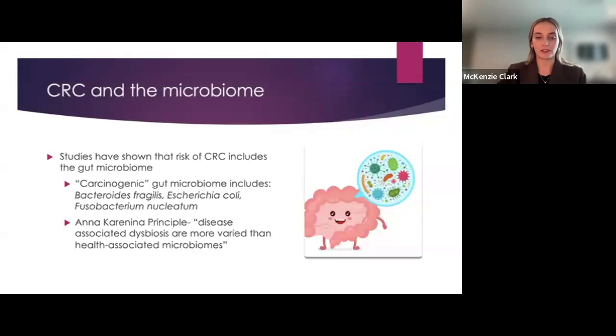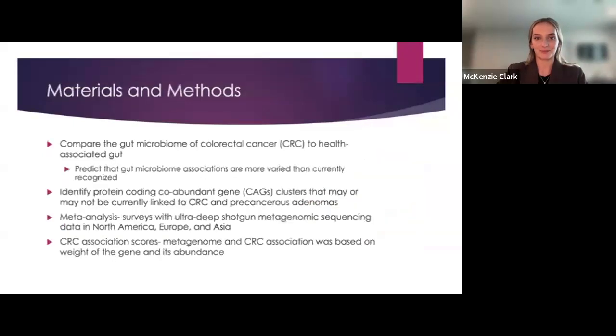Studies have shown that risks of colorectal cancer include the microbiome. The carcinogenic gut microbiome includes Bacteroides fragilis, Escherichia coli, and Fusobacterium nucleatum. Interestingly, however, these do not account for the majority of colorectal cases. There's a wide range of variation between studies, which suggests the Anna Karenina principle, that is, disease-associated dysbiosis is more varied than health-associated microbiomes. Now let's get into the study.